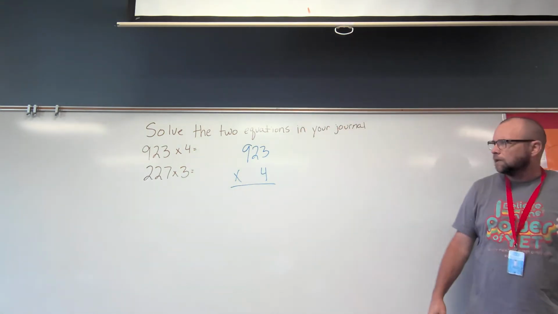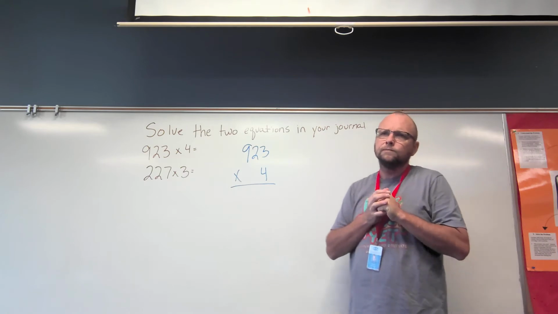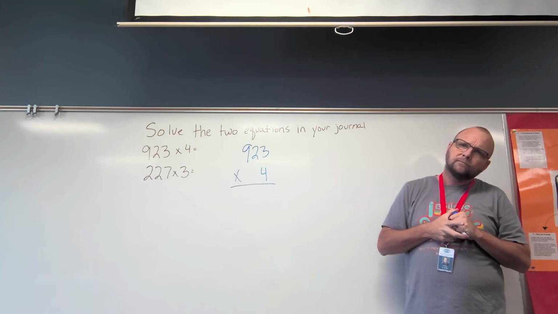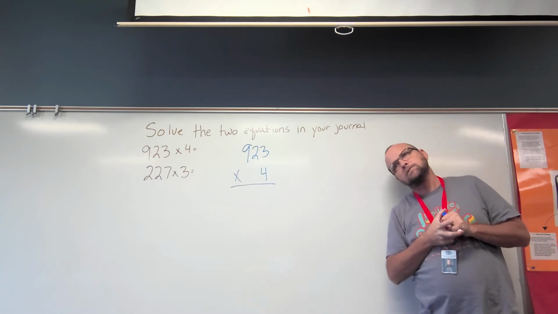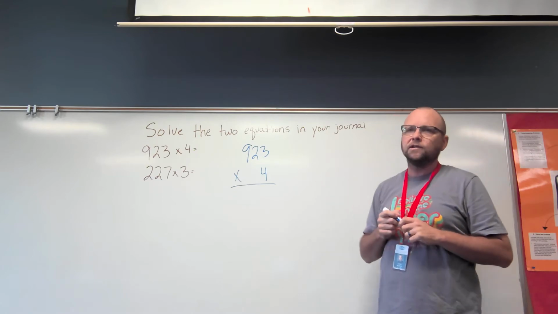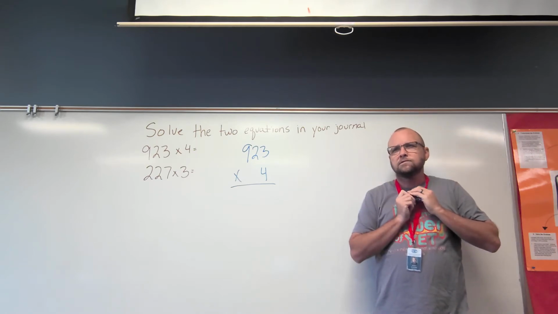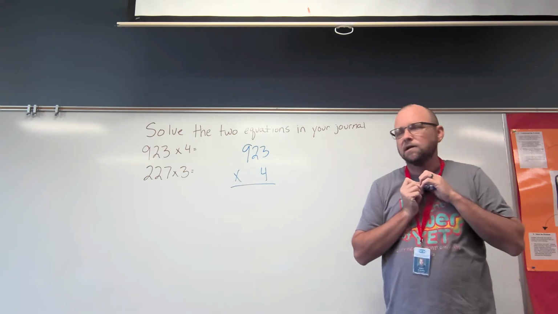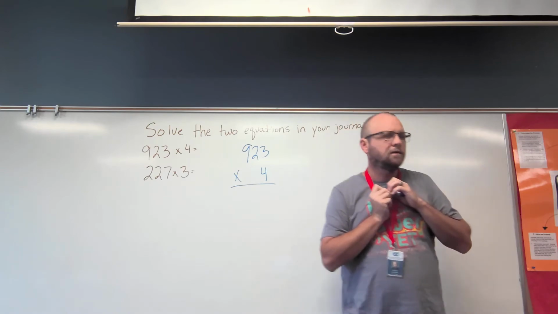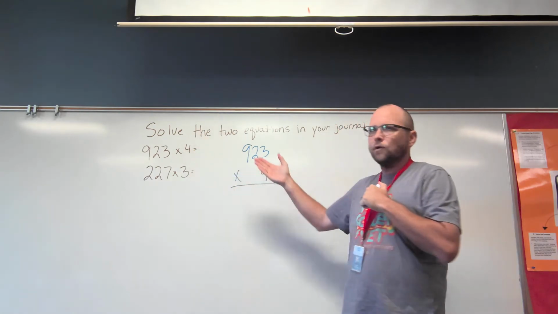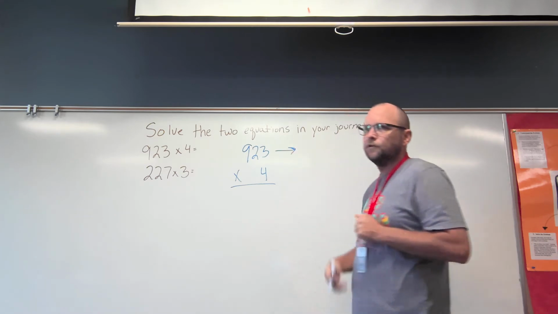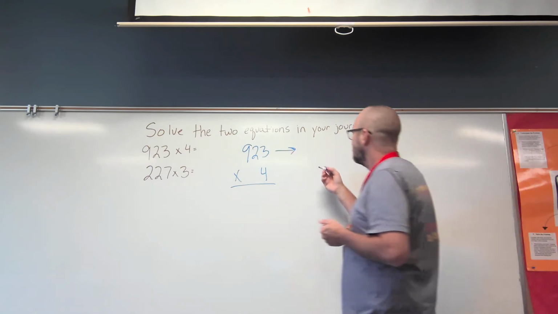So Brinley, which one of these two factors would you round before we multiply? The 4. Okay, what would you change it to? A 5. So you can do 923 times 5 in your head? Probably not. Well, we want to make it easier to do in our head. So if we're not going to round the 4, what do you think we're going to round? 923. And what do you think you would round that to make it easier to do in our head? 900.